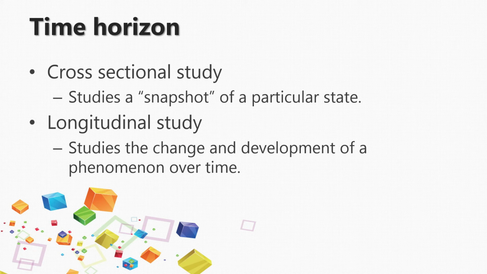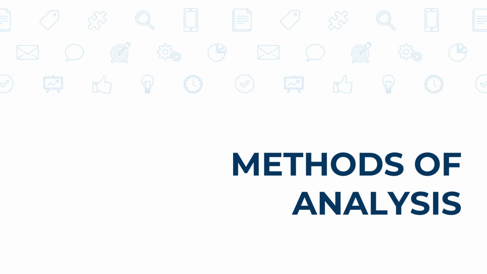But longitudinal would be studying changes and developments of a phenomenon over time. So say, for example, you are following the progress of a particular batch of students from first year all the way to when they are already employed. So that's longitudinal, studies the change and development of a phenomenon over time. So also include in your methods write-up if you're having cross-sectional or longitudinal studies. All right? Now let's talk about the method of analysis.